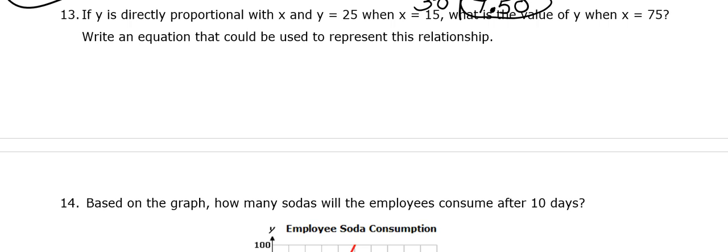Number 13, if y is directly proportional with x and y equals 25 when x equals 15, what is the value of y when x equals 75? Write an equation that could be used to represent this relationship. Okay, so let's set up our table of values and what we know. So I know x and y, and I know that they're proportional. And I know that when x is 15, y is 25.